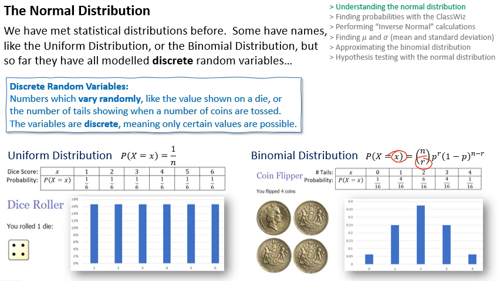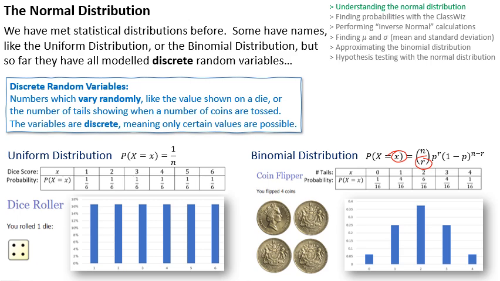Now, both of these are examples of discrete random variables. They're called variables because the number varies. The number you get when you toss a dice could be anything from 1 to 6. So there's variability built into that. But also they vary randomly. So you can't predict what the dice throw is going to give you. And similarly, you can't predict how many tails you'll get if you toss 4 coins.